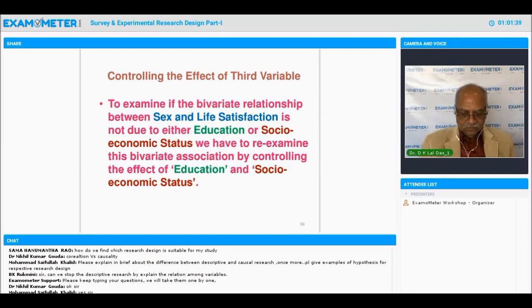So, a question from Rukmini is, can we stop the descriptive research by explaining the relation among variables? Yes, it's correct. I mean, we can stop it here, but if you go a little deeper into the research work, now this is not very much welcome in the field of research.